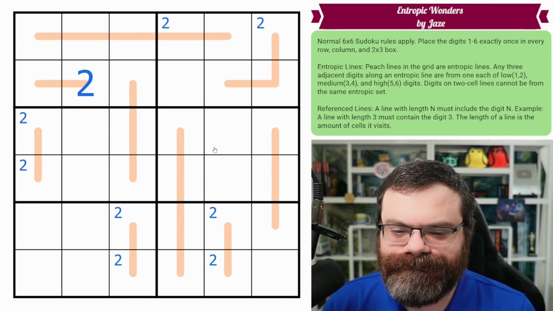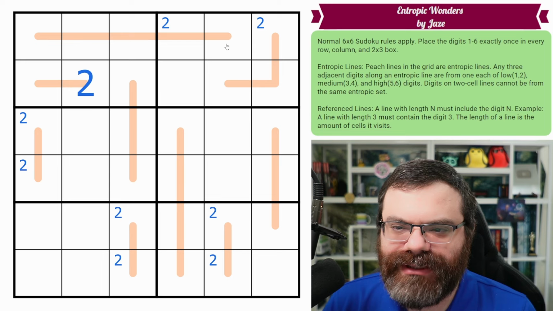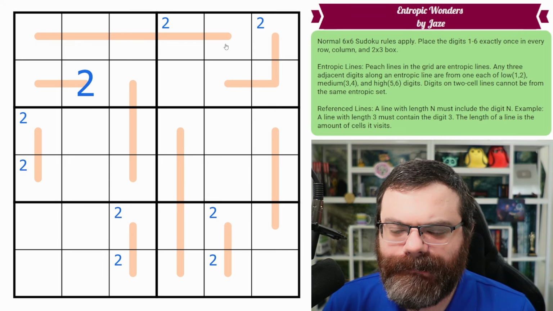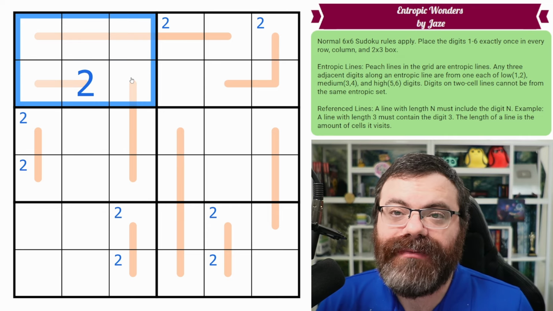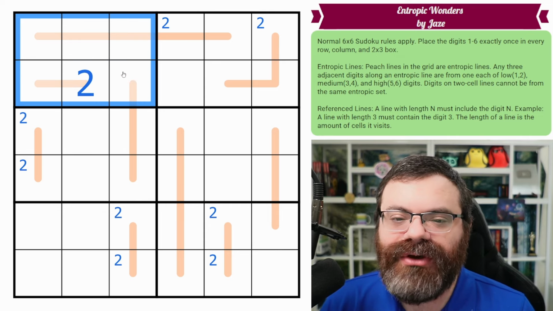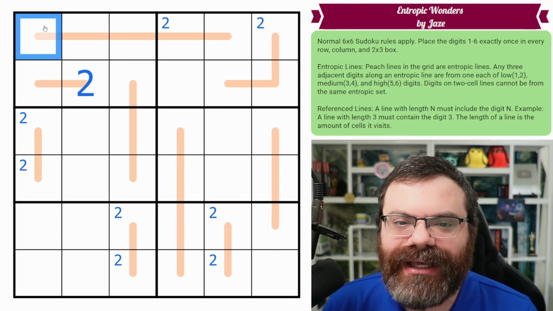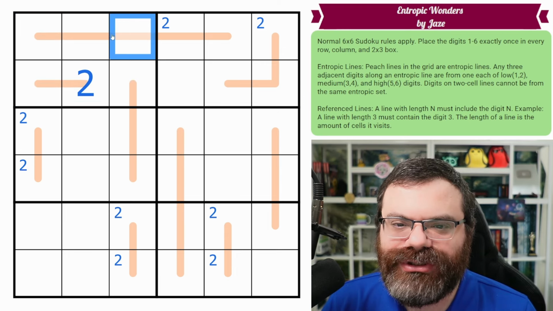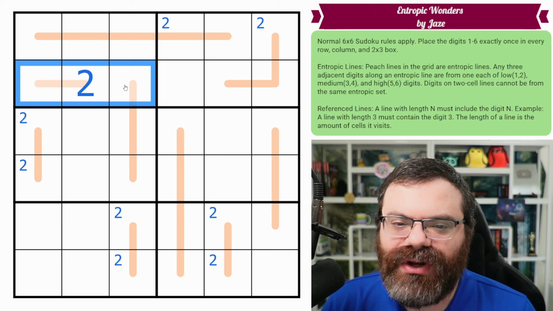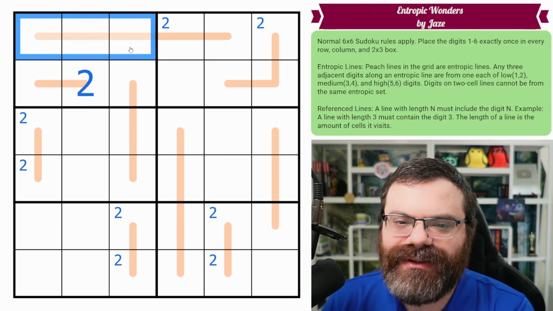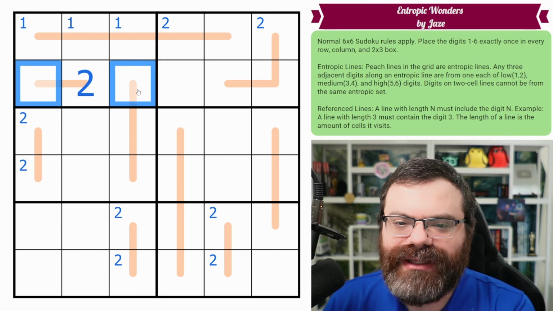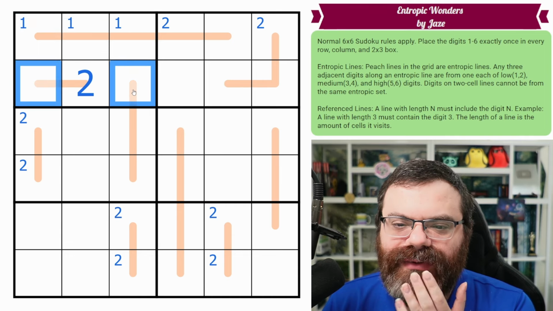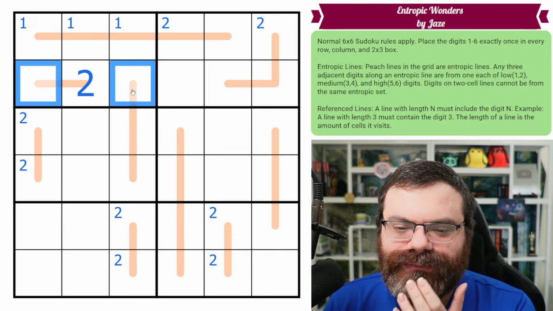Let me think a little bit longer. Maybe there is... So this is going to be one of each entropy. Within every row, column, or box, you have every digit, right? So you have 2 lows, 2 mediums, and 2 highs. This is going to be one of each, and so this is also one of each. So this needs to take the 1. It needs to take the other low. And then these are going to be a medium and a high, but we don't know which is which.